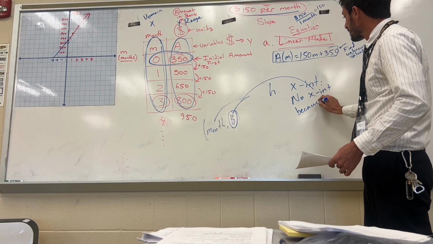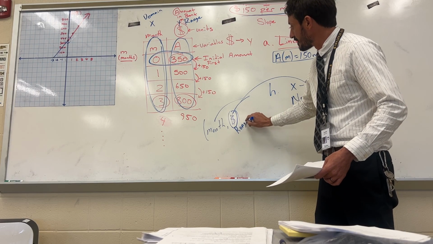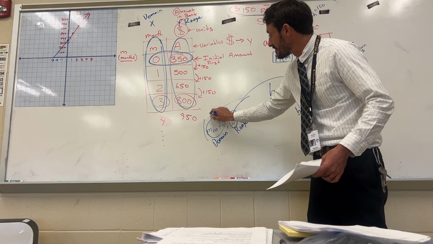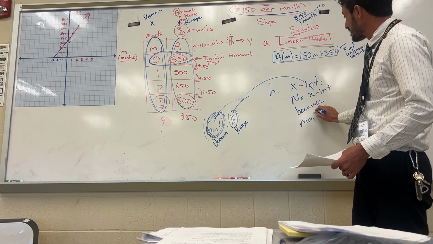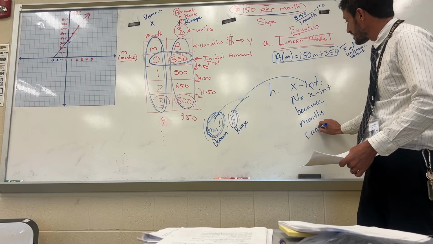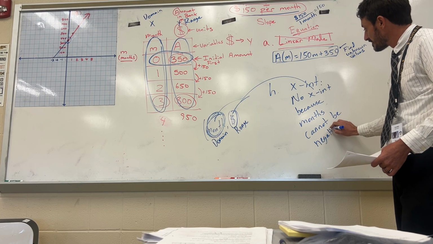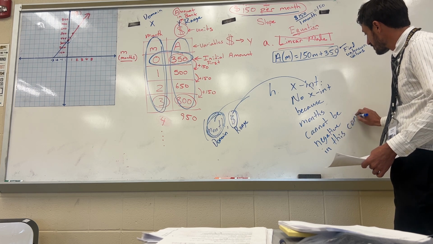Rather than talking about the amount, which is the range, I would rather you guys talk about the months, which is the domain, okay? It's better to talk about domain. No x-intercept because months cannot be negative in this context is the answer. Okay, and we'll talk more about this as time goes on.